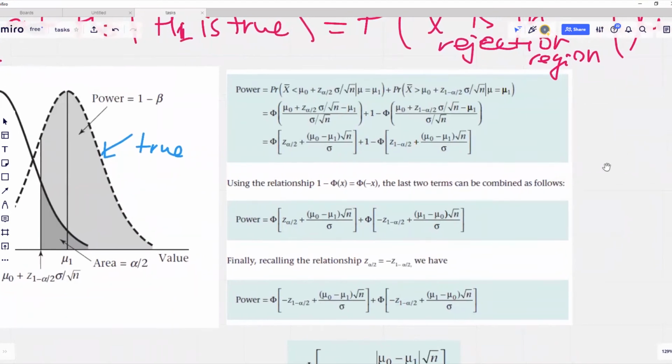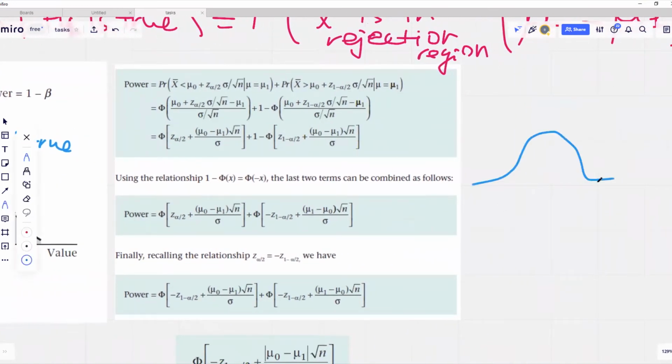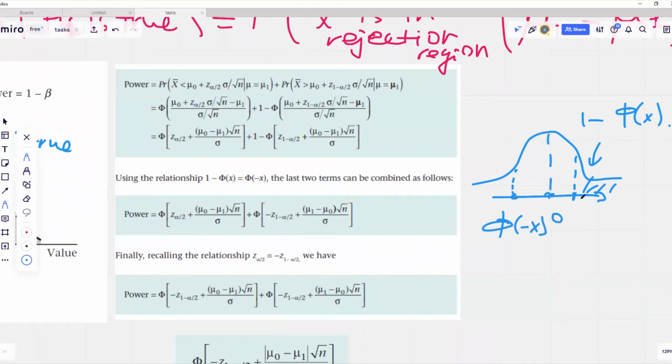Okay, using the symmetry of standard normal, we can write down one minus the CDF at X as the CDF at minus X. So basically, one minus the CDF at X shows as the area in the left tail. For instance, this is one minus the CDF of X, then it is equal to the CDF at minus X, right, by the symmetry of standard normal.